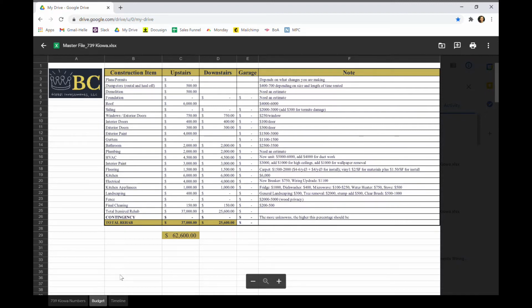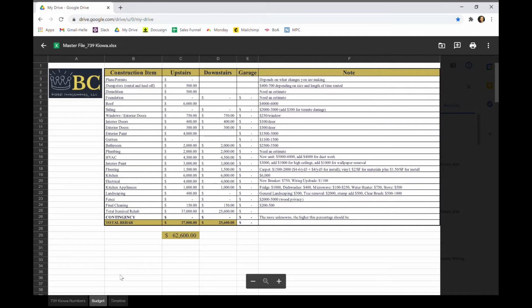Windows, there's only a couple windows that need to be repaired on each floor. I anticipate $250 per unit, so 6 total units, or I'm sorry, 6 total windows. We'll have 4 interior doors per unit, so $400 at $100 a door. We'll need 2 new exterior doors, one on each unit, $300 per door.